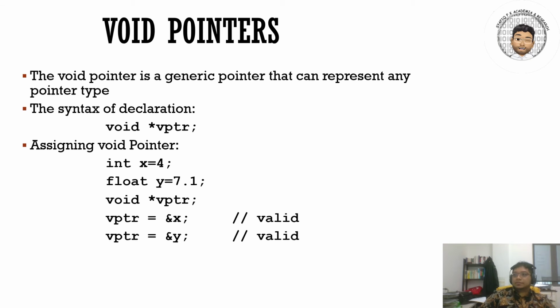Sometimes we don't know what kind of variable we are going to use the pointer to point to. So in this case, usually we declare the pointer to be a void. A void means it can be anything. It can be integer, it can be float, it can be characters. So as long as you use void to define the pointer, you can use the pointer as many times as you want to represent any data type that you have inside your code.